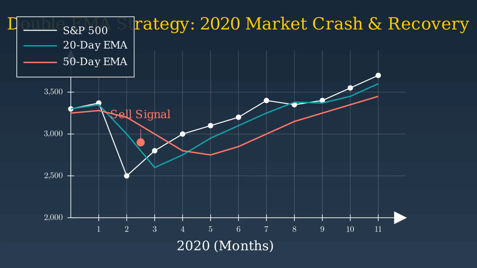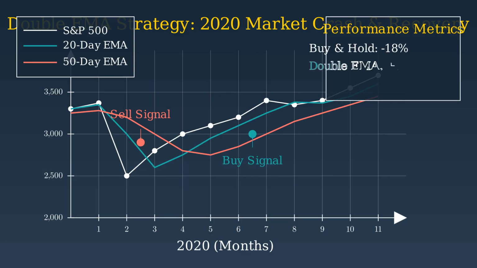As the market began recovering in the second quarter, the strategy identified a bullish signal in July when the short EMA crossed above the long EMA. Traders following this signal would have re-entered the market in time to capture most of the recovery gains throughout the remainder of 2020. Let's examine the performance metrics of this strategy compared to a simple buy and hold approach.